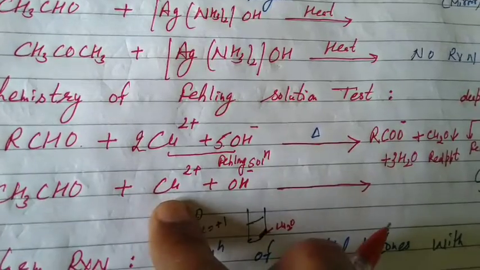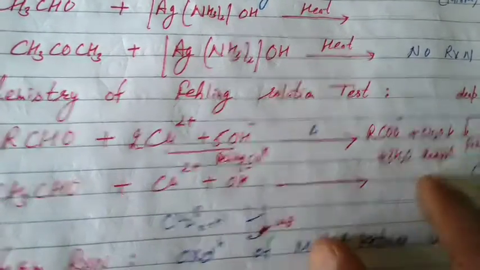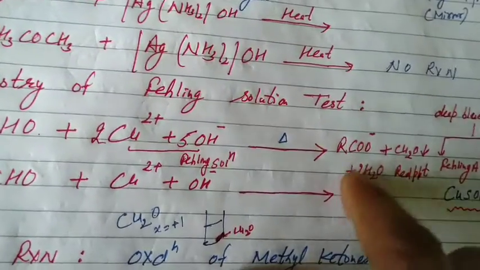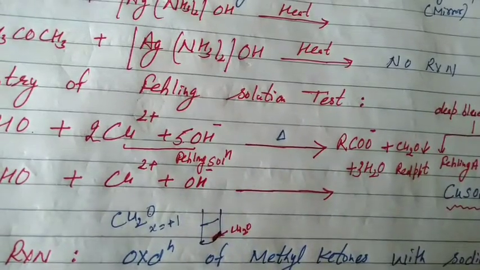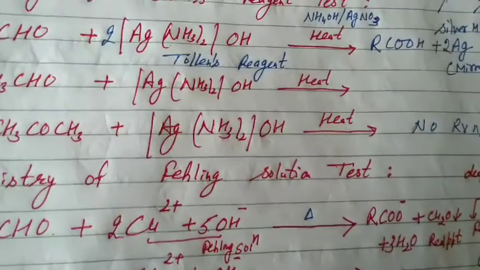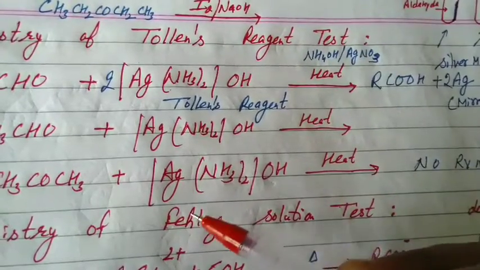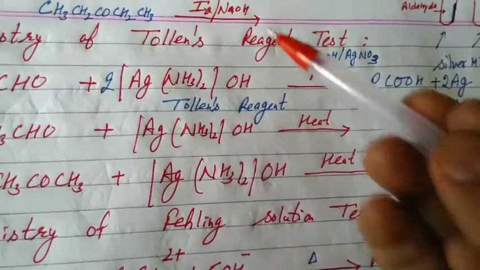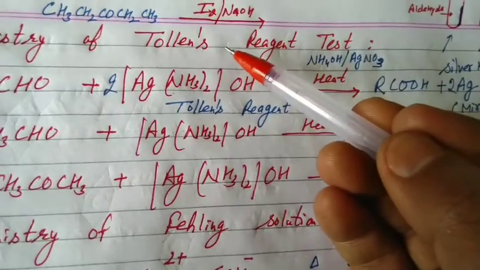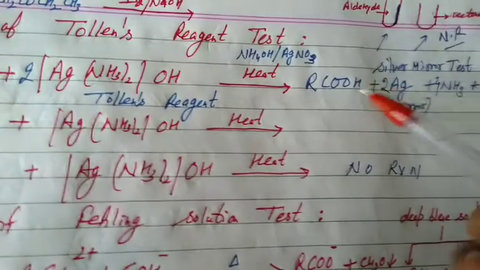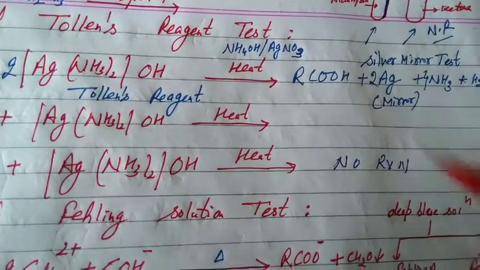CH3COO⁻ plus Cu2O plus water, and then mention their stoichiometry. So it is clear the charge is also balanced. Now give one test to distinguish aldehyde and ketone. You can use either Tollens' reagent or Fehling's solution. When we treat it with a ketone, no reaction. When we treat it with an aldehyde, a shining mirror of silver is obtained.